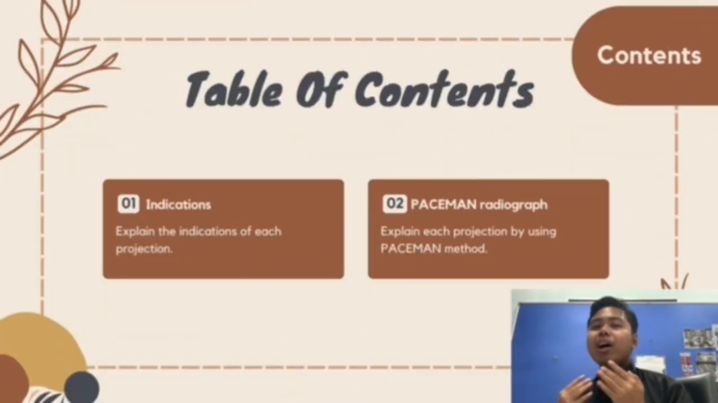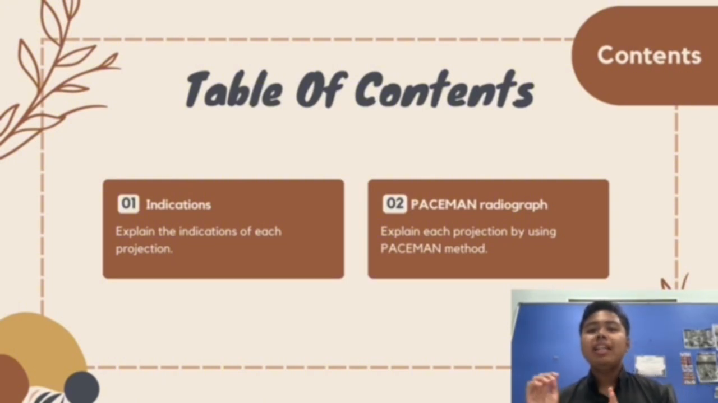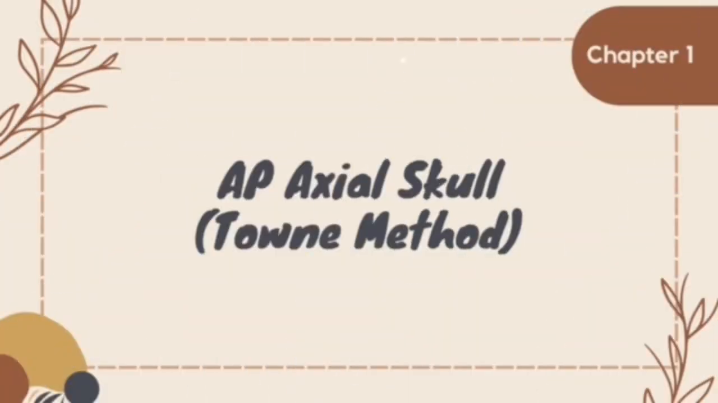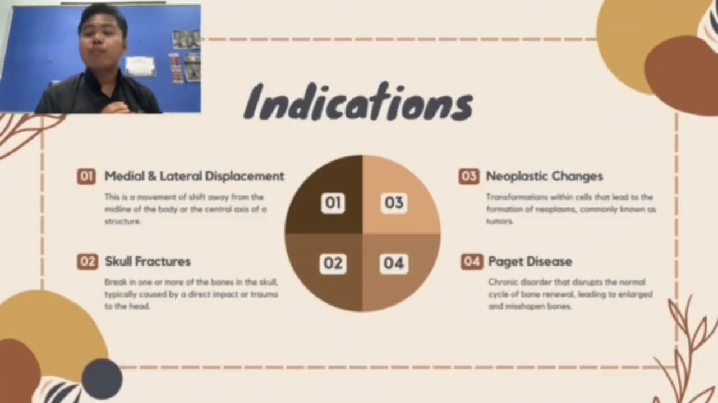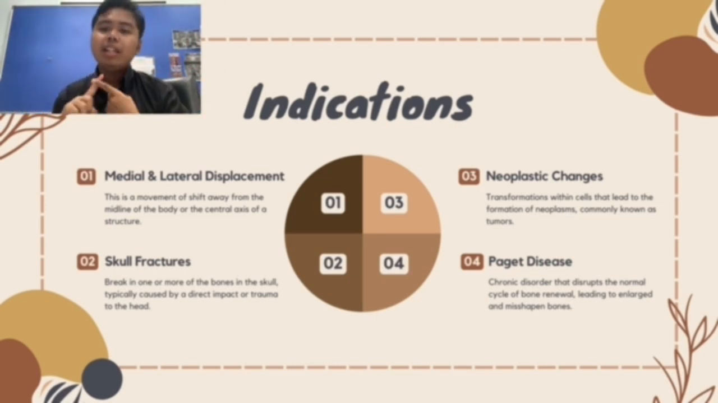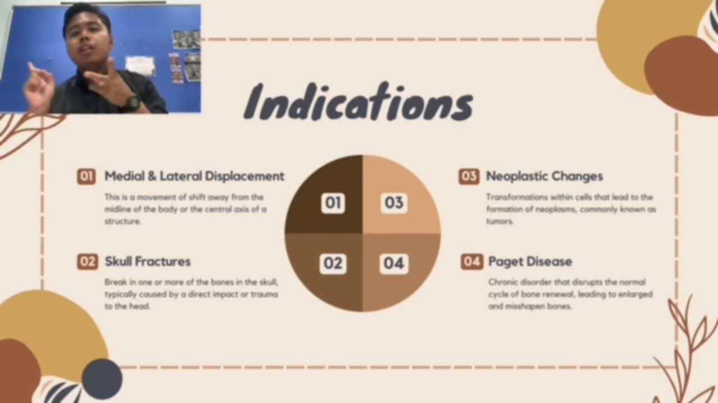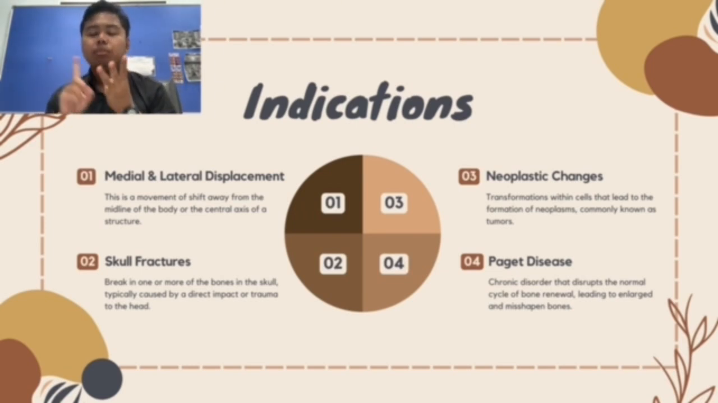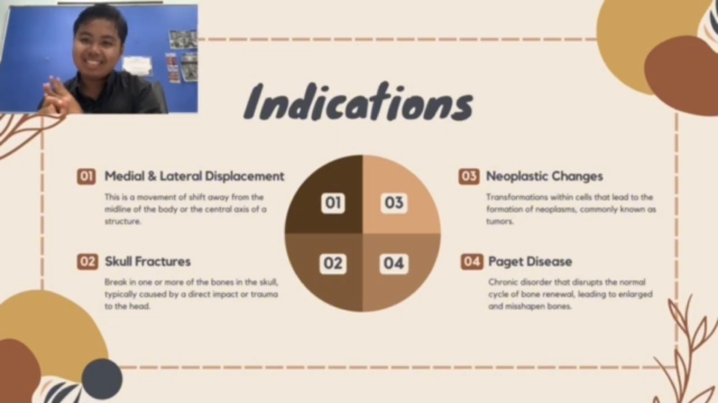For the first one, we will explain the indication of each projection, and the second one is the specimen radiograph. We will explain each projection by using the specimen method. As you can see, there are 4 indications for these projections. The number 1 is medial and lateral displacement. The second one is skull fractures. Number 3 is neoplastic changes, and the last one is Paget disease.